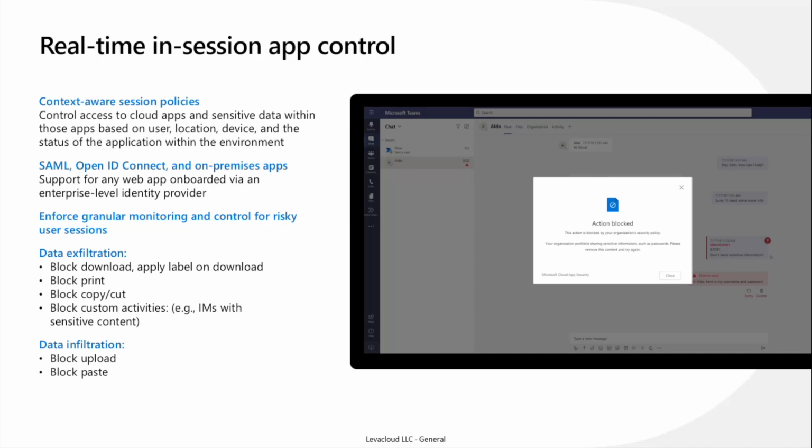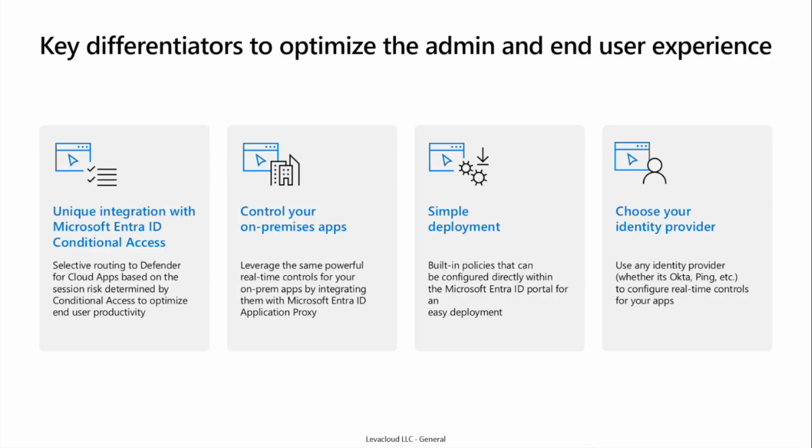And the really cool thing with this is it doesn't matter if the app is being signed into from Entra or Okta or even Ping. Defender for Cloud Apps can still integrate there to enable these capabilities. And all this basically comes together to bring a whole other layer of value and depth to the administrative experience. That's the selective routing to Defender for Cloud Apps based on the session risk that was maybe determined by conditional access, or taking advantage of these tools to protect on-premise applications.